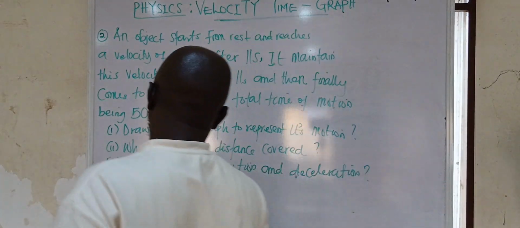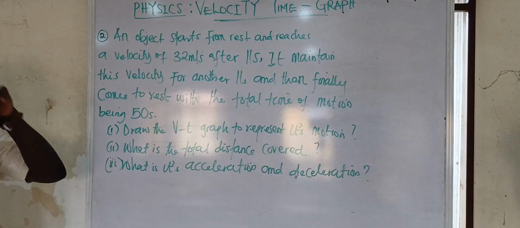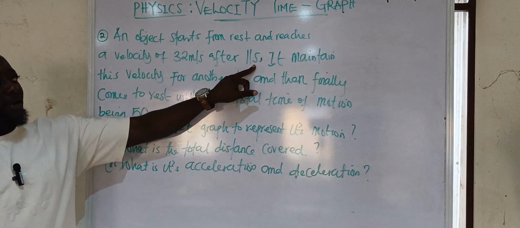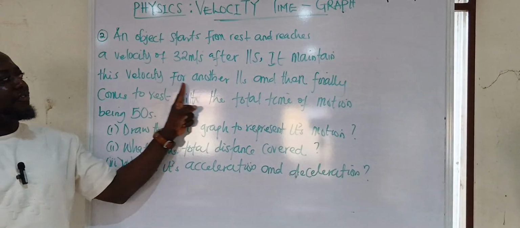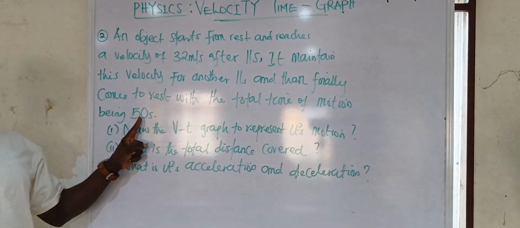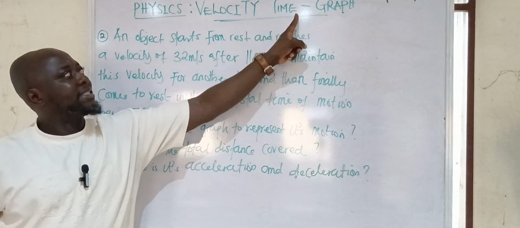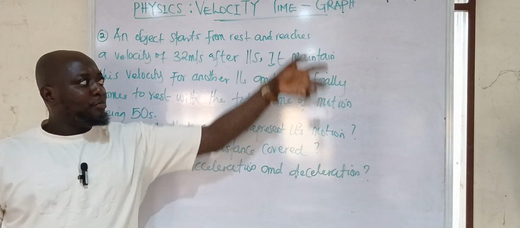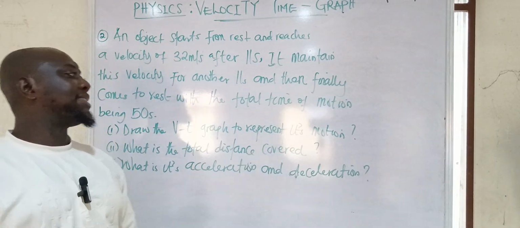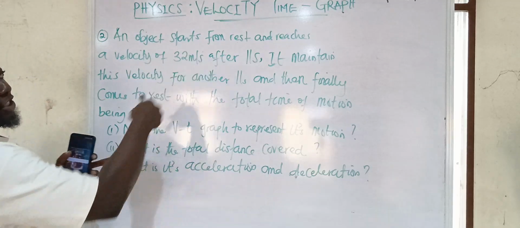All right. So we have the number 2 question on the board, which is this here. Let's go over it quickly. An object starts from rest and reaches a velocity of 32 meter per second after 11 seconds. It maintains this velocity for another 11 seconds and then finally comes to rest with the total time of motion being this. The first question reads that we should draw the VT, velocity time graph, to represent these motions, and also find the total distance covered, and also the acceleration and the deceleration. Okay, first, let me just draw a little sketch here.